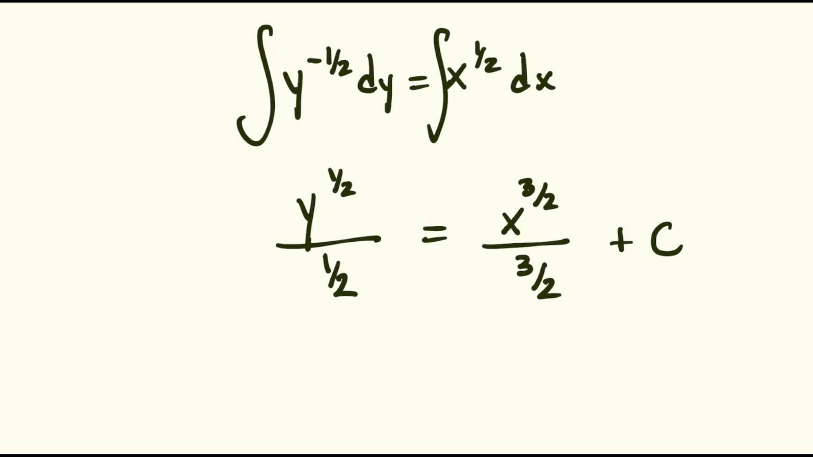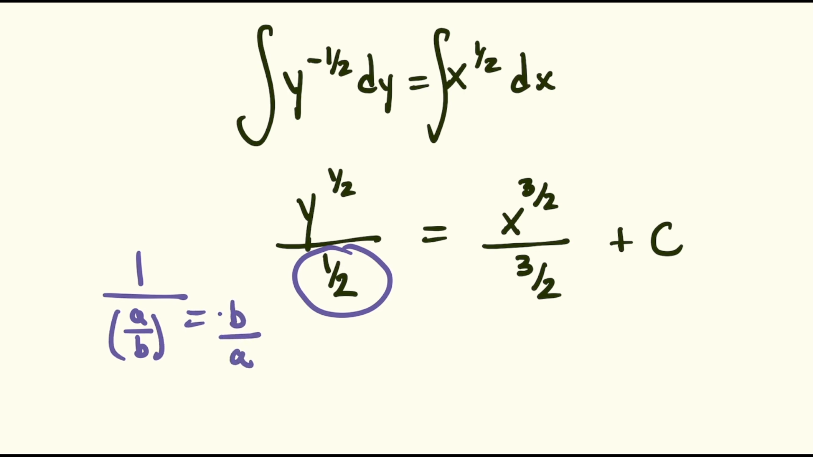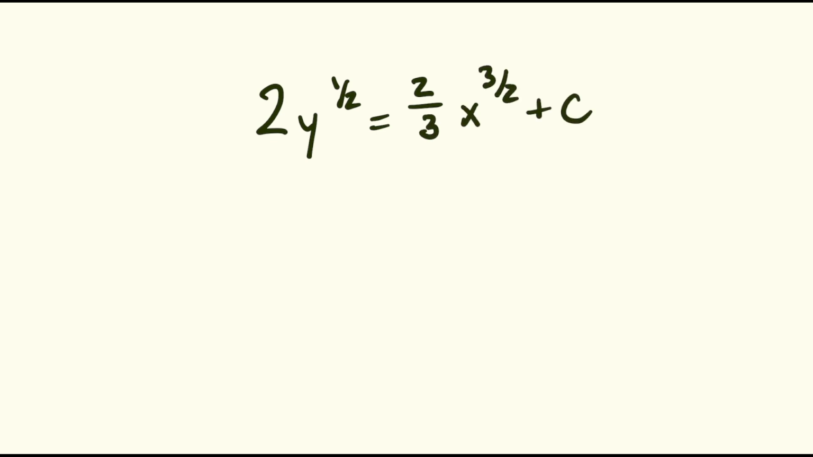Now, we're going to do a couple more things here to make this a little bit cleaner. First of all, that 1/2, right? If we have a fraction in the denominator, a over b, this is the same thing as flipping that fraction and putting it in the numerator. So we can get rid of that fraction in the denominator by just flipping it around. So that gives us on the left-hand side of our equation 2 times y to the 1/2. And on the right-hand side of our equation, we end up with 2/3 x to the 3/2 plus c.